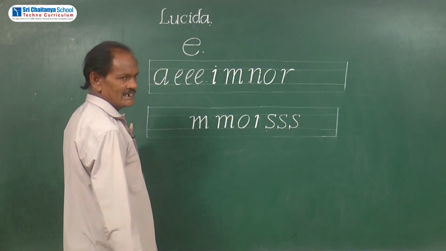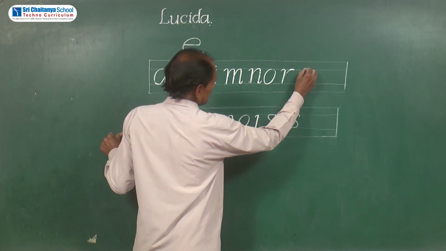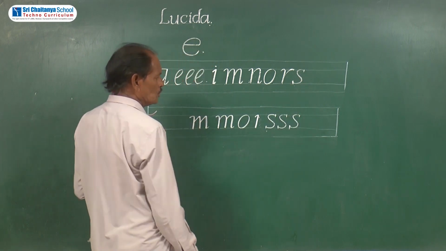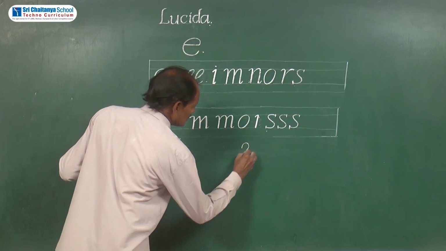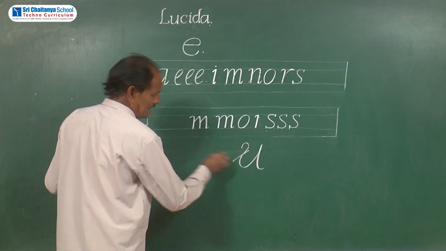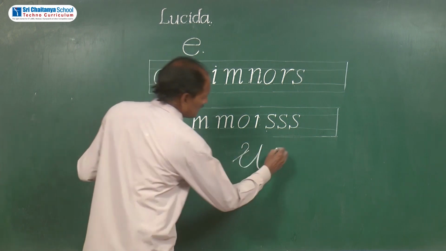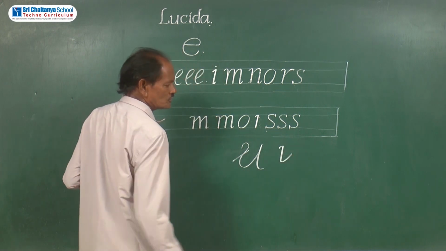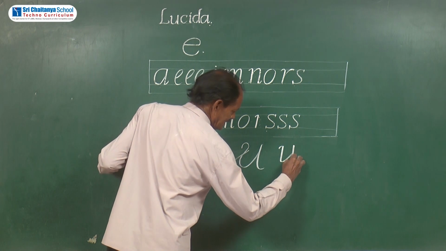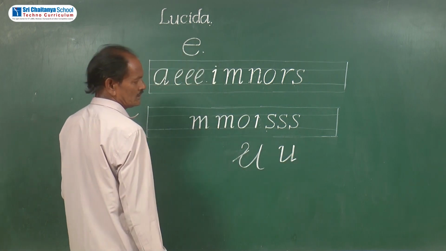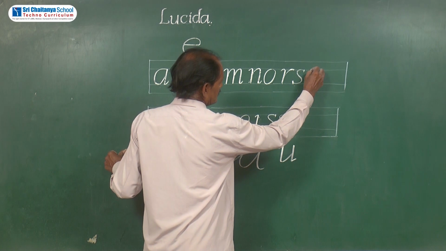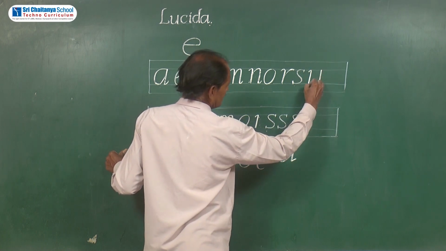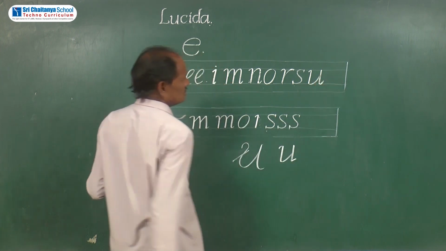Like this we have to write S. U: most of the students write U in this way, but this curve is not needed to write U. It is a small hyphen, a straight line, a long stroke, and a straight line, a small stroke like this. Two straight lines: here is a straight line and here is a straight line. This is U.